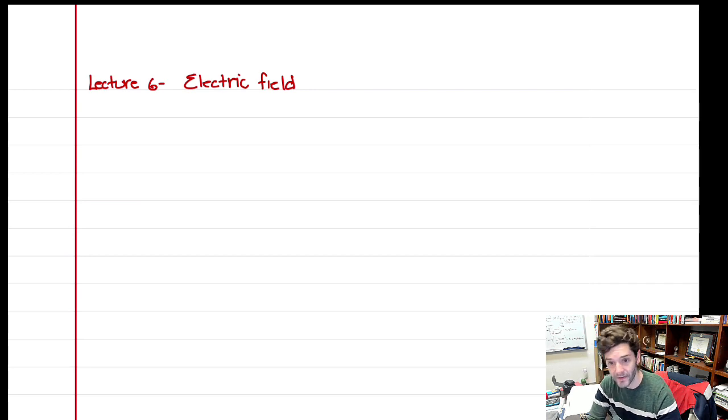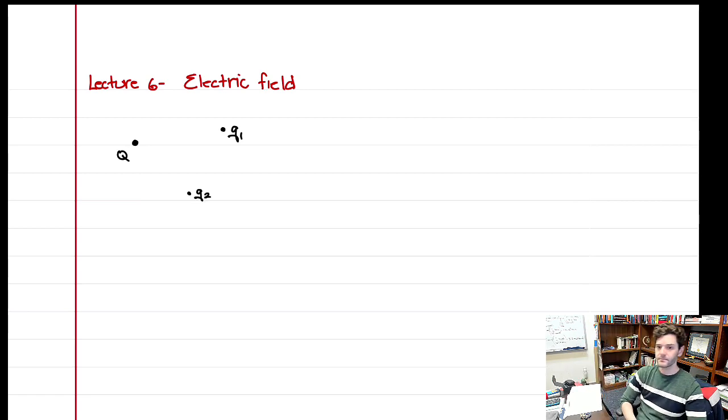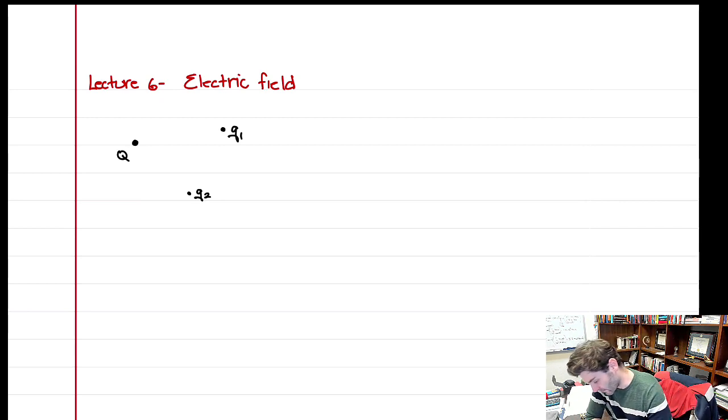Let me see if I can motivate this with a simple example. Suppose I have some charge Q, and then there are two other nearby charges. There's going to be some charge here, which I'm going to call Q1. There's going to be some charge down here, which I'm going to call Q2. I don't really care whether they're positive or negative. We're just going to write this down abstractly and mathematically. And I want to know what is the net force on Q. So the question then is, what is F net on big Q?